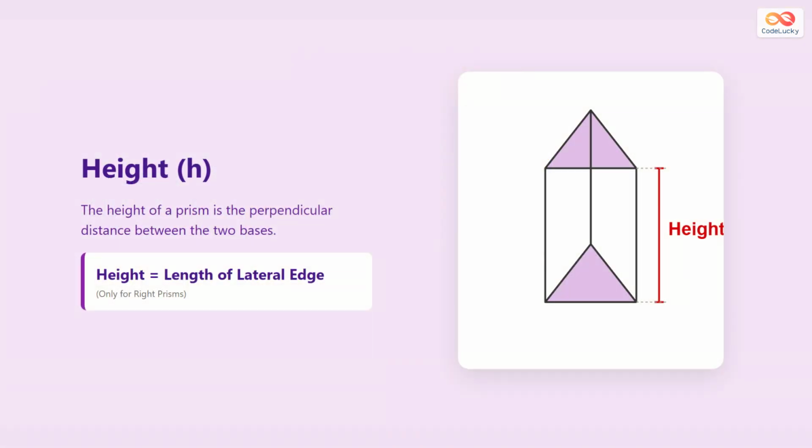Speaking of height, the height of a prism is defined as the perpendicular distance between the two bases. In a right prism, the length of any lateral edge is equal to the height. We usually use the letter h to represent this measurement.